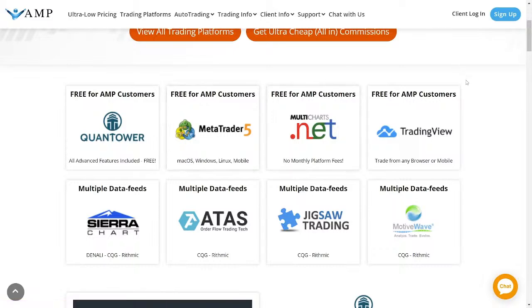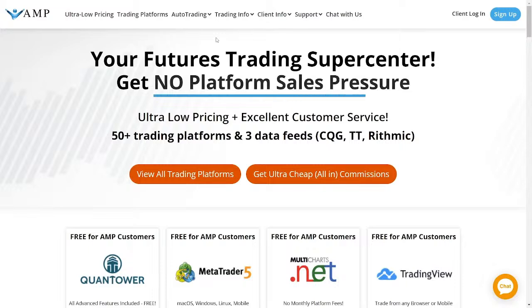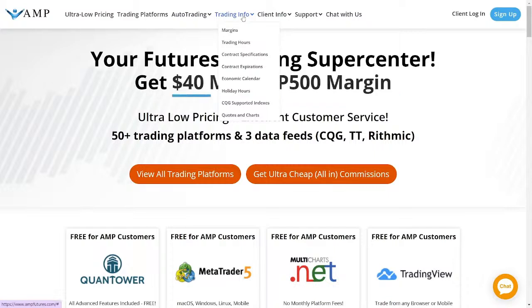Though the primary integration that most people will be using is through TradingView, because this is the integration that allows you to use the TTF indicators in your trading. We'll be getting more into that later on. Their fees are going to be very similar to the other brokers as well. So here underneath trading info, this is where you can see the margins that they require you to have in your account in order to take trades.